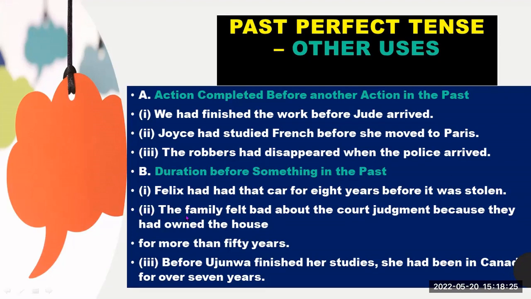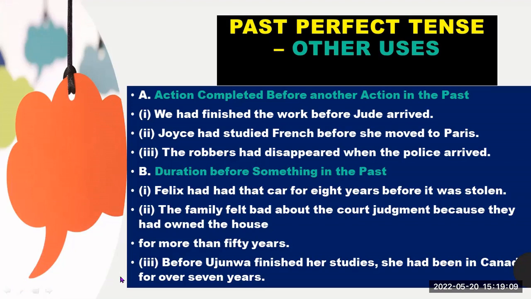Then another example, the family felt bad about the court judgment because they had owned the house for more than 50 years. Of course, before that court judgment. All right, a house you have owned for more than 50 years, then suddenly there's a court judgment, and you are now told that that house doesn't belong to you anymore. So the family felt bad about the court judgment because they had owned the house for more than 50 years.